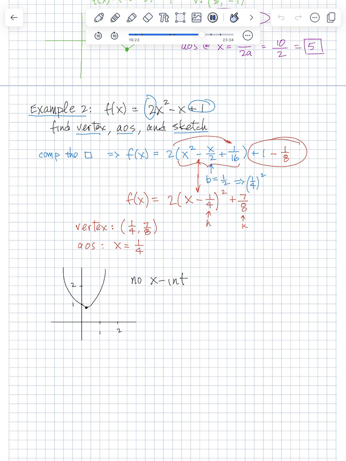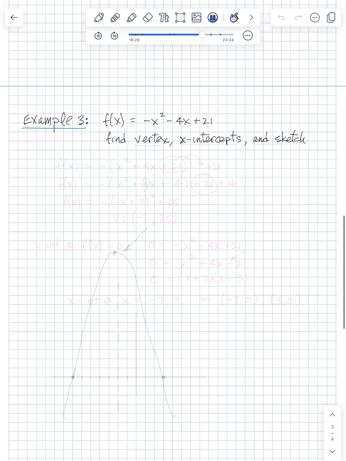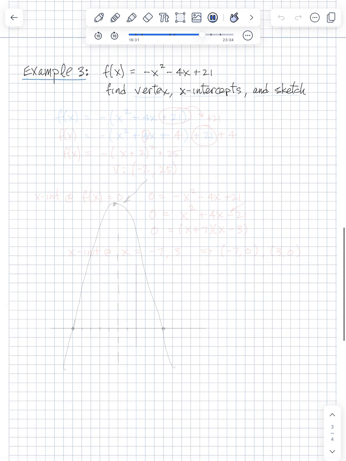Okay, our next example 3, f of x equals negative x squared minus 4x plus 21. And we want to find the vertex. We want to find x-intercepts, if there are any, and we want to sketch it. So notice that we have a negative x squared. So I'm first going to factor a negative 1 out of it.